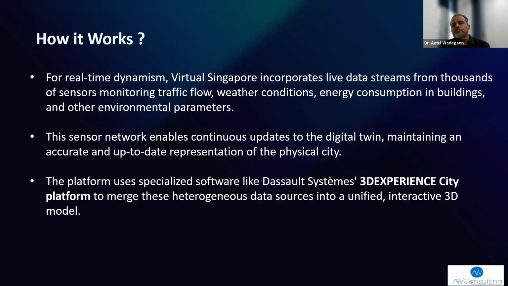And in real time, the data is streamed from 1,000 sensors, monitoring traffic flow, weather conditions, energy consumption in the building, and other environmental parameters. And of course, for all these you require some special platforms. So they are using Dassault Systems 3D Experience City platform, which helps to merge these various data streams coming from various sources, as well as the physical data which is available about the city, and then creating an unified interactive 3D model.